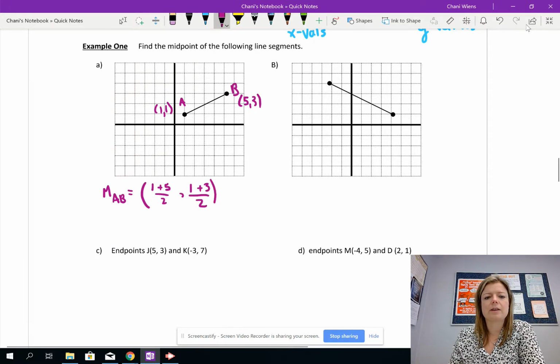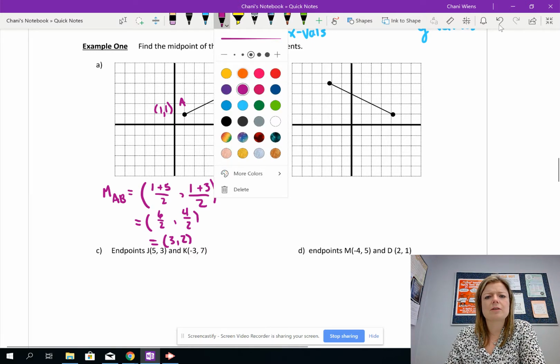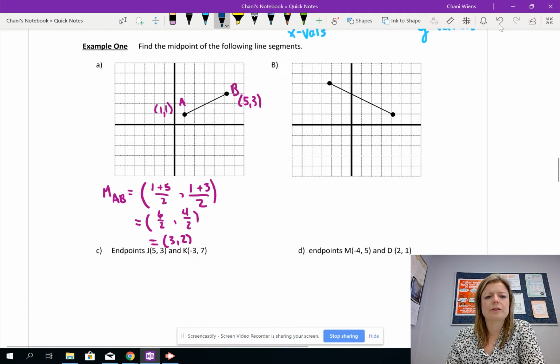So this is the coordinate. So 1 plus 5 is 6, and 1 plus 3 is 4. So you get that the average is 3, comma 2. That's the midpoint. So let's graph that and make sure it looks correct. So let's go to 1, 2, 3, 1, 2. And yes, that is the midpoint.